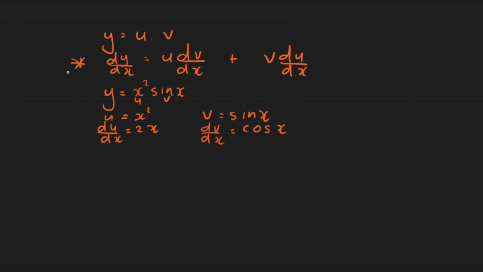Applying the product rule, what we get is dy/dx is equal to, firstly, u, and u is x squared, multiplied by dv/dx, and dv/dx is cos x. Added to this is v, which is sine x, multiplied by du/dx, and du/dx is just 2x. That's how we would find the derivative using the product rule.